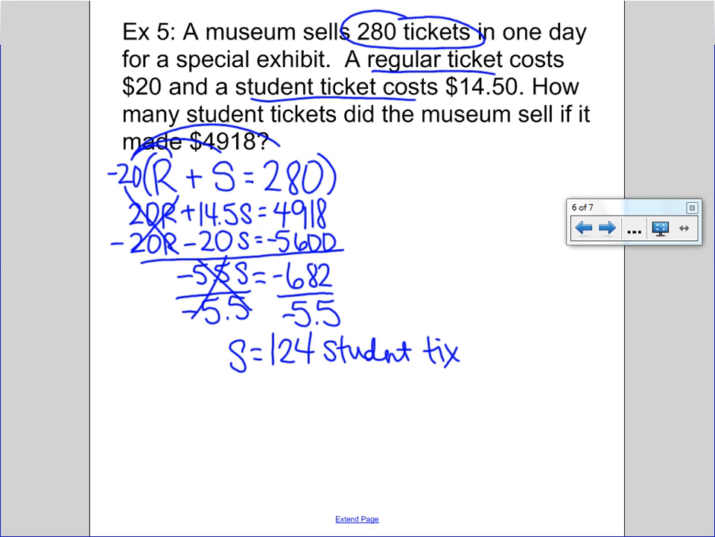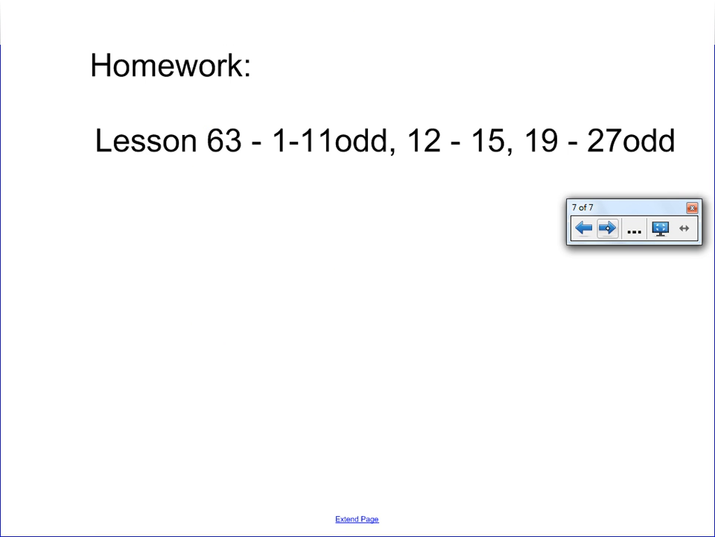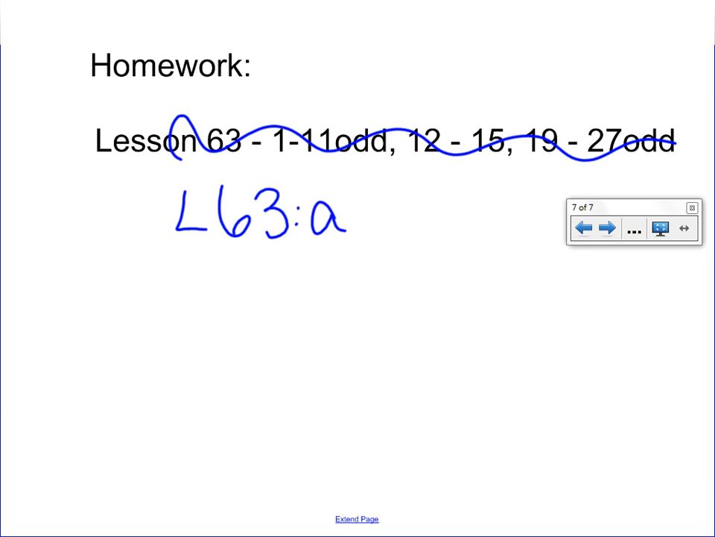Final answer. So for your homework today, it's going to be from lesson 63. It's not what's on the board, you know that. So it's going to be lesson 63. We will do A through E, 1 through 5, and 15 through 29 odd.